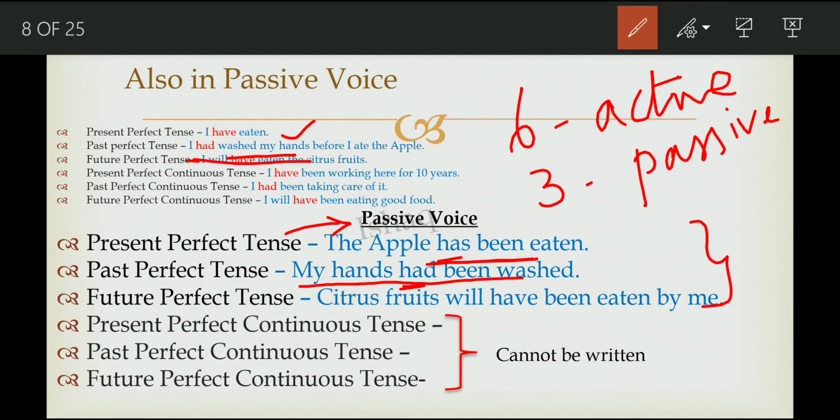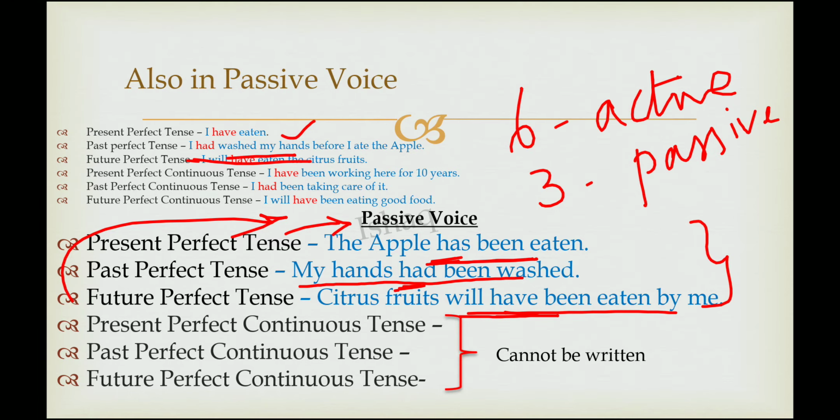When to use which have form, we'll discuss later. But just observe that we are using a have form there. And even in future perfect tense in passive voice. So don't get confused. These are the passive voice structures we have seen. Citrus fruits will have been eaten by me. You understand this. So here also we used a have form. Whenever we use a have form, it tells the perfect tense. So let's go to the next slide. I hope you are very clear till here.